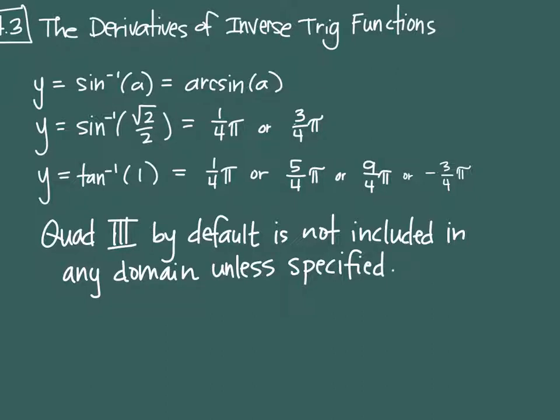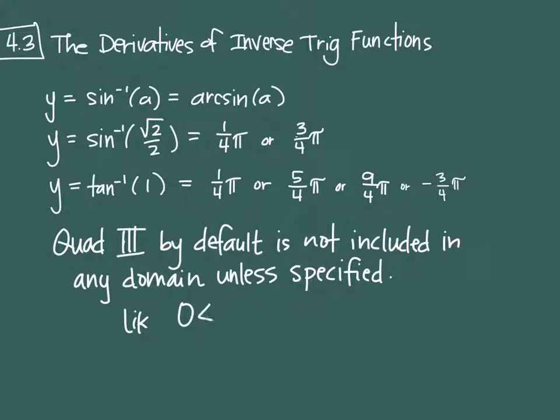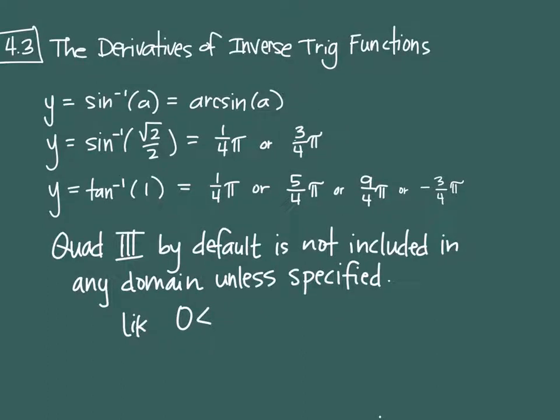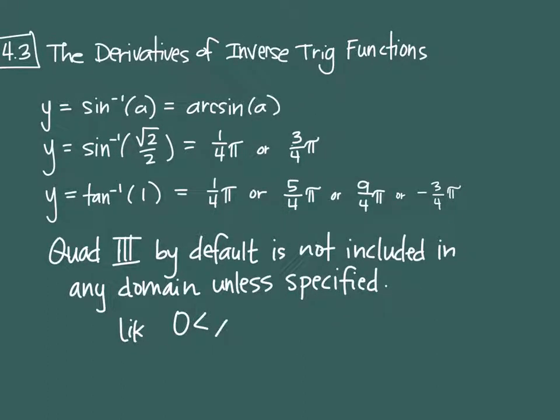Okay, so if there is no domain specified, you have to assume you're only operating in quadrants 1, 2, and 4. Unless they give you a specific domain, like x can be between 0 and 2 pi. If they do specify, then that opens up quadrant 3 for you as a possibility. Otherwise, assume you can't use it.